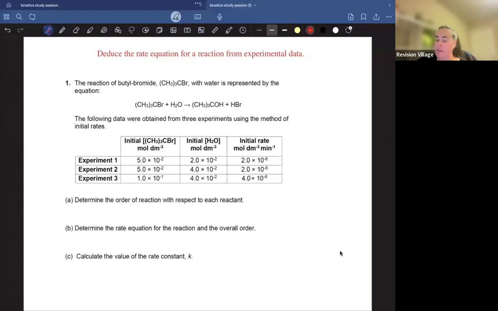And so our shortcut for doing that was holding one thing constant and looking at the change in the other thing. Here the change is the concentration of water doubles. And when the concentration of water doubles, what happens to the rate? The rate is not changed. So because the rate is not changed, I'm going to say that it is 0th order. The rate is independent of the concentration of water.